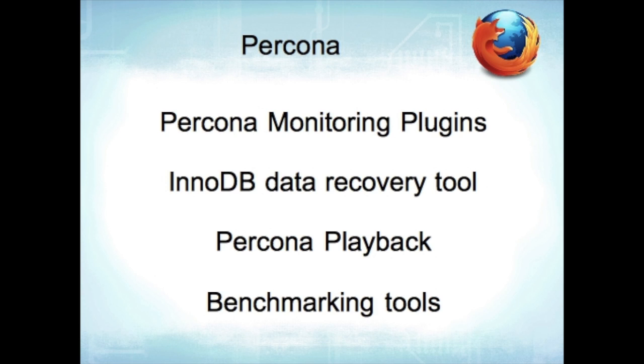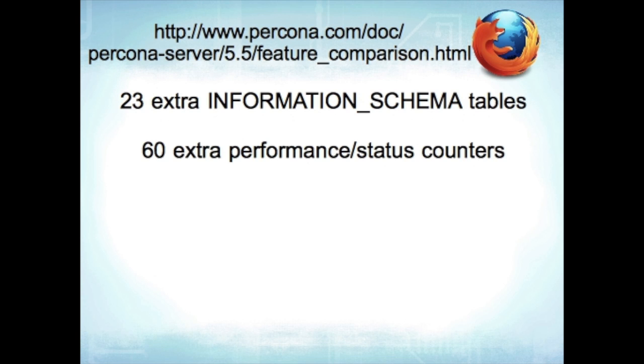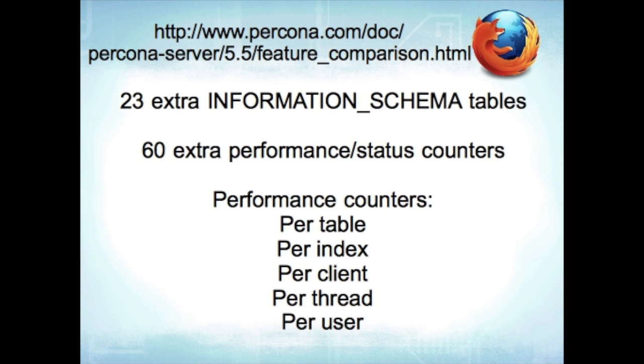So what's the difference, technically speaking? Well, you can go here, but I'll give you a brief overview. 23 extra information schema tables, so more stuff there. 60 extra performance or status counters. So when you do show status, there's 60 more things. Well, they have some per table ones. They have per index ones, per client ones, per thread ones, and per user ones. Right? This is not in MySQL. This is only in the Percona patched MySQL.